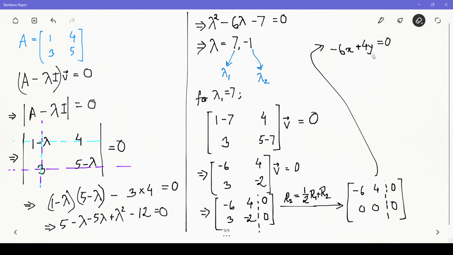So any pair of valid x, y values can be set as the corresponding entries of my v column vector. So for our eigenvalue lambda 1, we get an eigenvector that looks something like this.